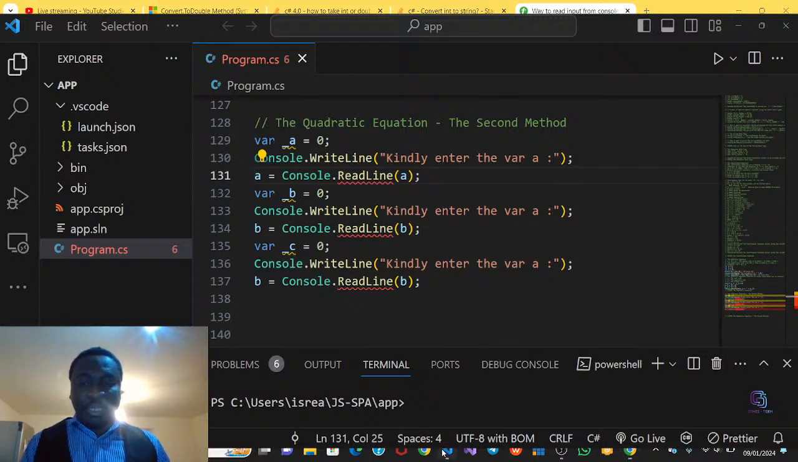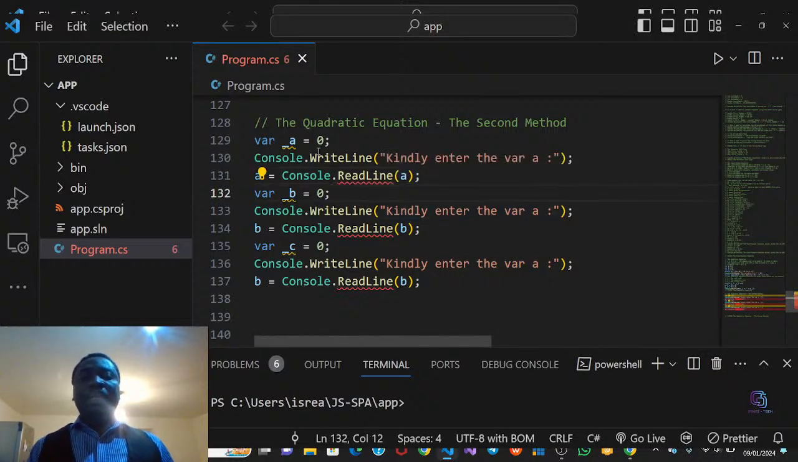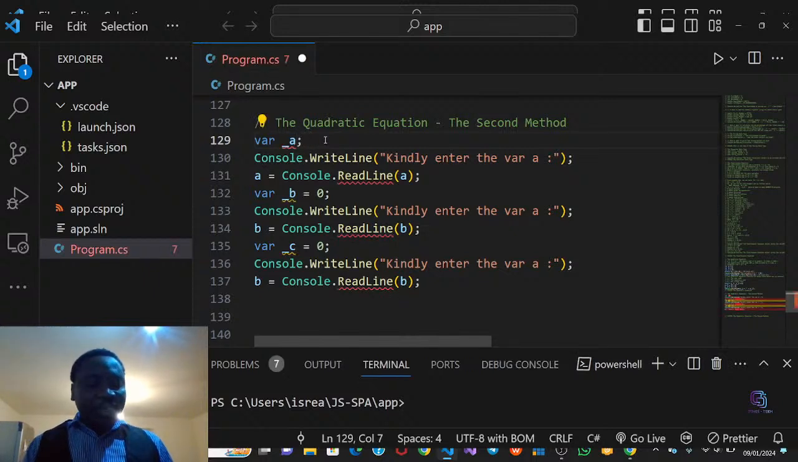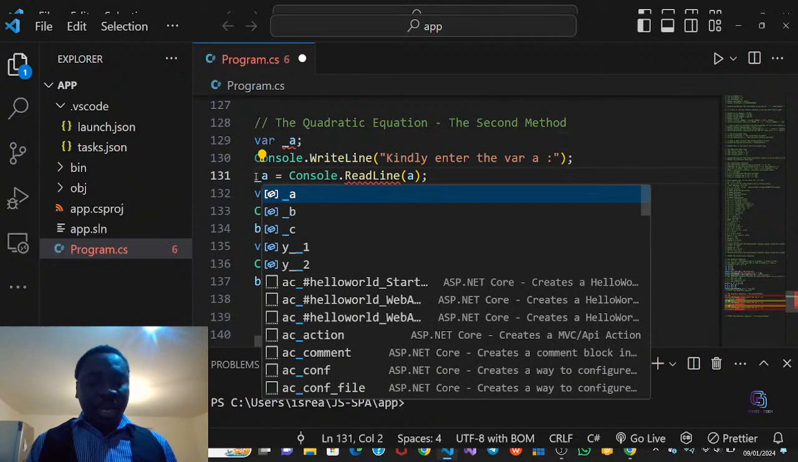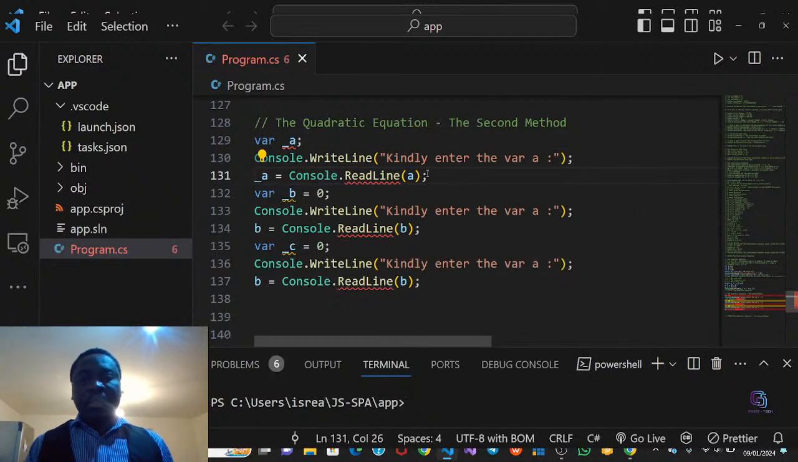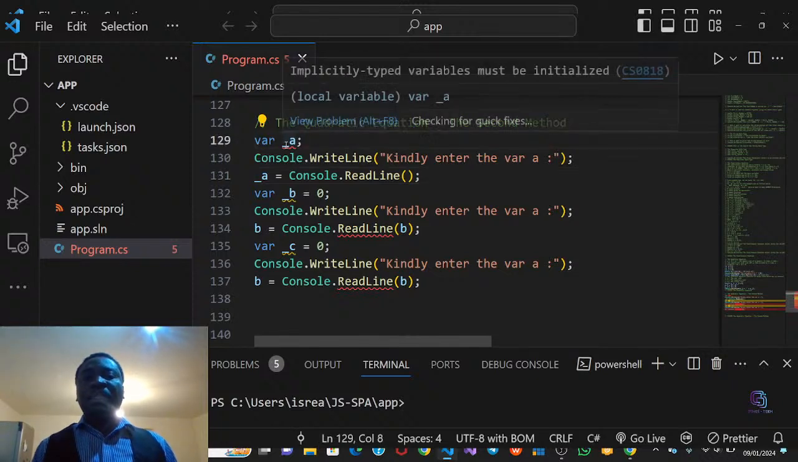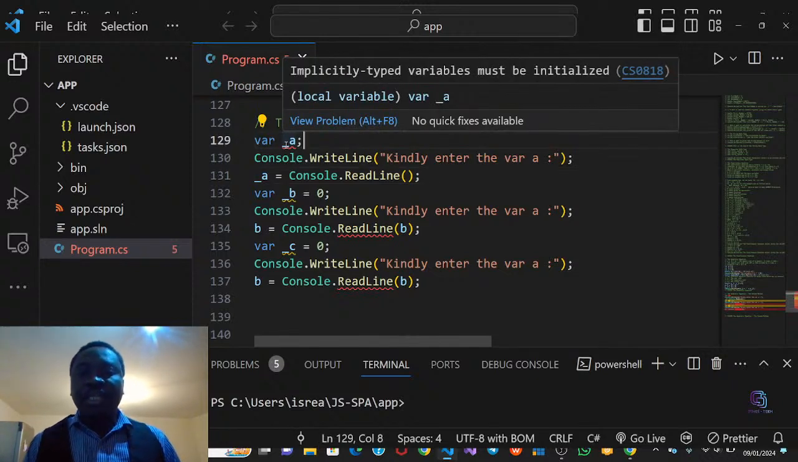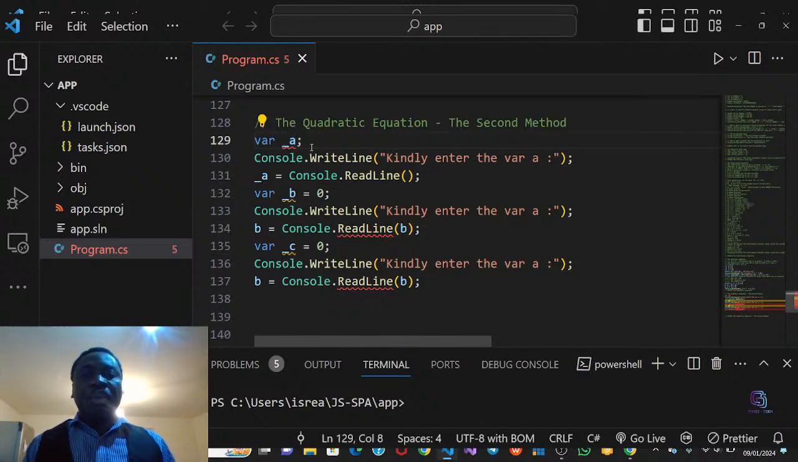So now I'm going back to this C sharp. Now we declare this one as a variable. So let's just declare it, let's define it. Variable A, underscore A is this. So I'll say underscore A is console dot read line. Can you see? So the problem is what? A little bit soft. But take note of this. It said implicitly typed variable must be initialized.